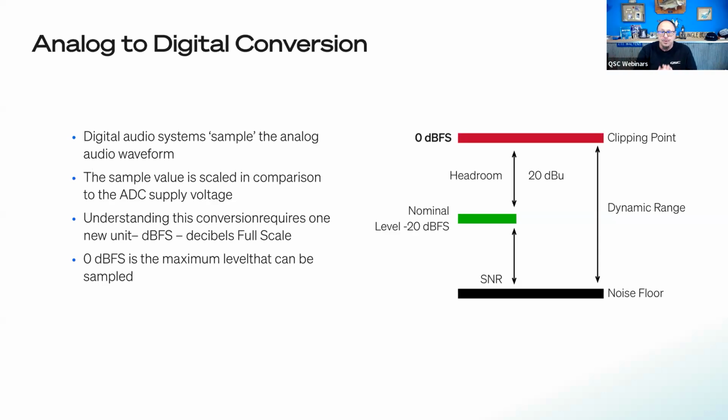Because in the digital domain, digital audio systems sample the analog waveform. That sample value is scaled in comparison to the voltage, and it requires us, now we're talking about full scale, right? So 0 dB full scale is actually the clipping point. So that's the maximum. So it makes the math easy. That means that your nominal is negative 20. And then whatever is below negative 20 dB full scale is headroom.